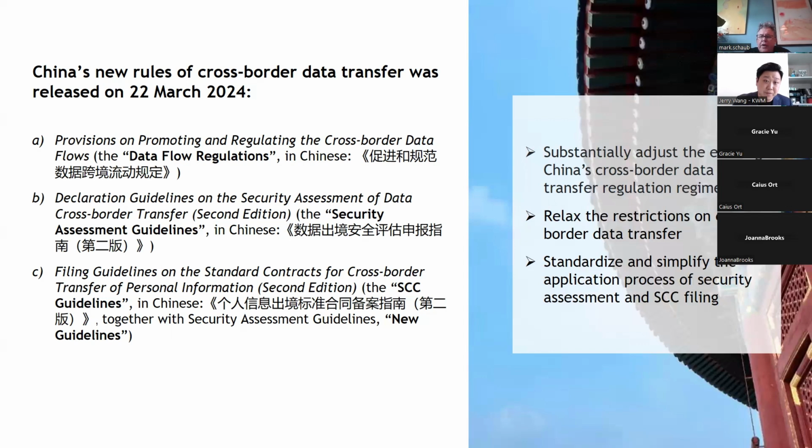And how long after you get the security assessment? How long does it last? Do you get it forever, or do you have to redo it? According to the old rules, it's 2 years, and according to the new rules, it's 3 years.